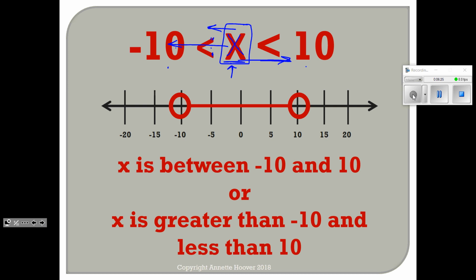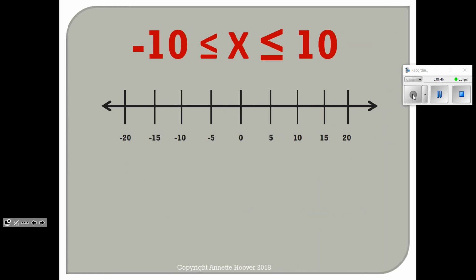This time, since it's in between, because the x is nestled in between two numbers, we'll see that it has to be between these two. They are open circles because there's not a line underneath them, and it's everything between those two numbers. So this time, instead of an arrow, you have a definite beginning and a definite ending.